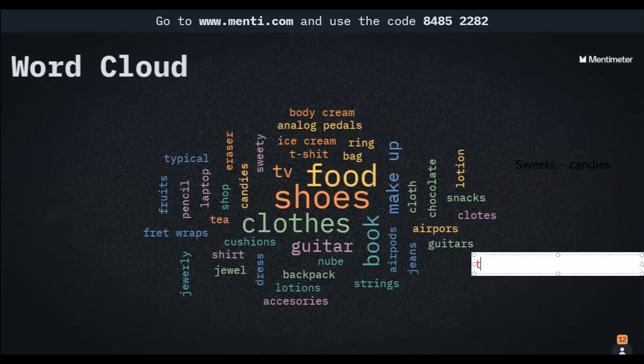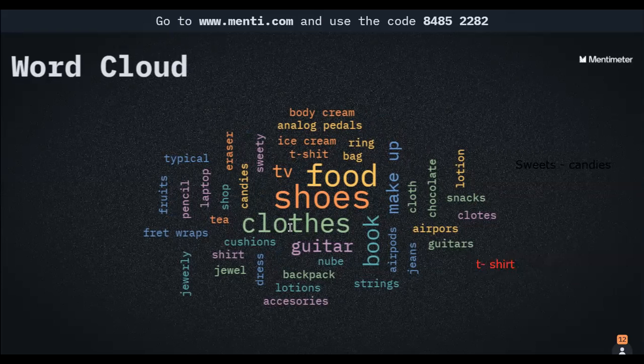That's another one. T-shirt. No sé si lo pueden visualizar ahorita. Yo lo estoy presentando acá. ¿Lo pueden ver? Yes. Yes, teacher. Okay, great. So what else? Ese de típico es que no me queda claro.